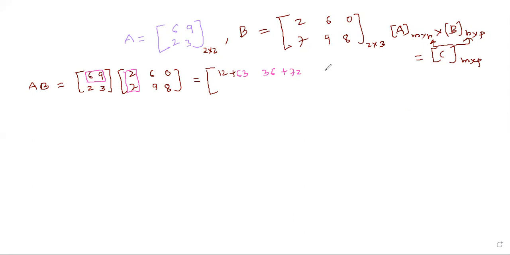Then 6 into 0, 0 plus 8 9, the 81. 9 9 the 81. Then 6 0 9 8 9 the 72. Then second row, first column, 2 2 the 4 plus 3 7 the 21. The second row, first column, 2 6 the 12, 7 3 the 21. 2 into 0 0 plus 3 8 the 24.